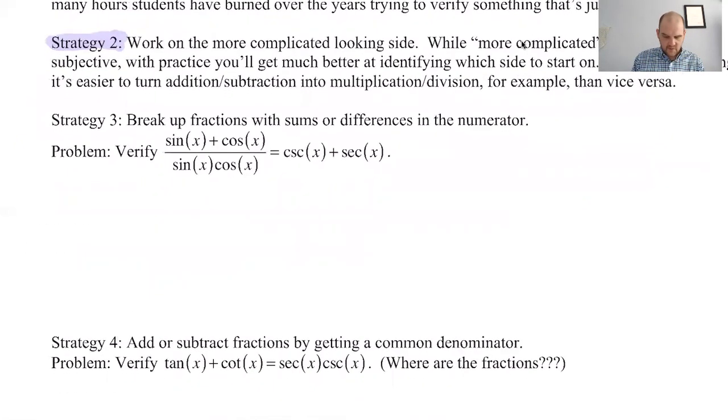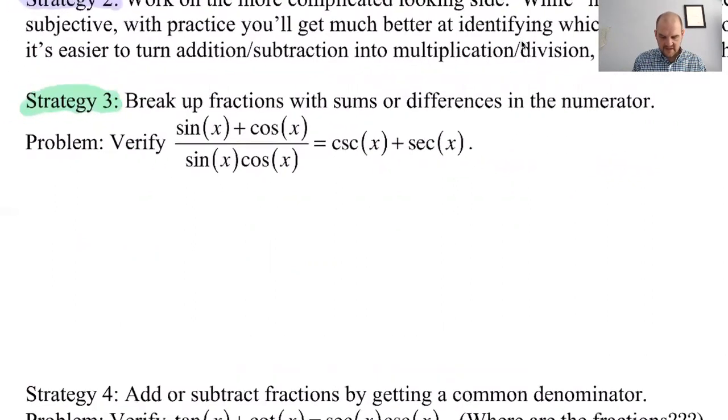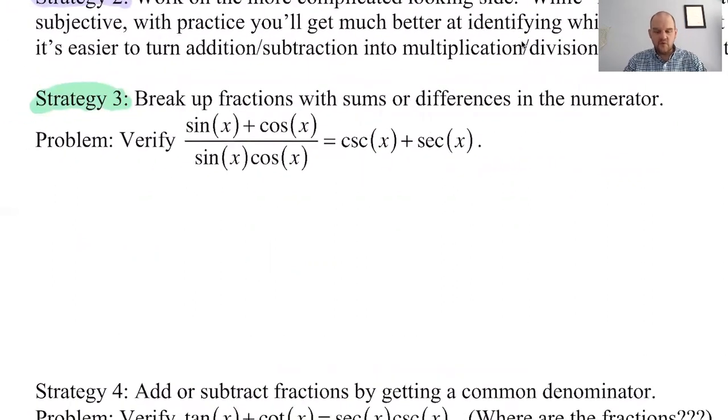So the next one is one where we can actually start doing something. Strategy number 3: break up fractions that have a sum or difference in the numerator, not the denominator, but in the numerator. So here is an identity that we want to verify. We're going to choose the more complicated side. I think it's pretty clear that the left-hand side is more complicated. It's got a numerator, a denominator, there's addition, there's multiplication, there's a lot going on. The right-hand side is just addition. So I'm going to start on the left-hand side and try to turn it into the right-hand side. I'm never going to touch the right-hand side.